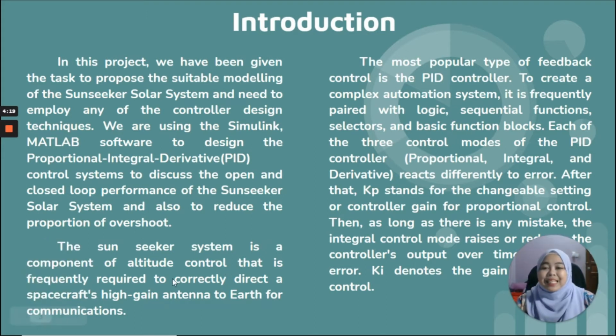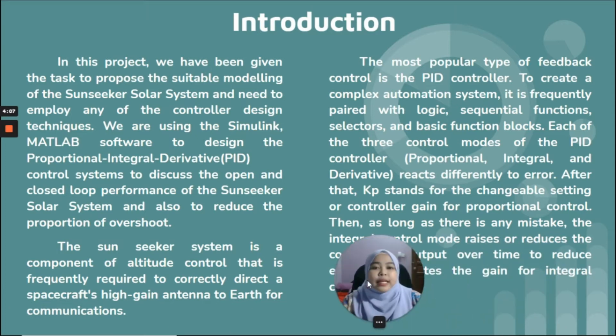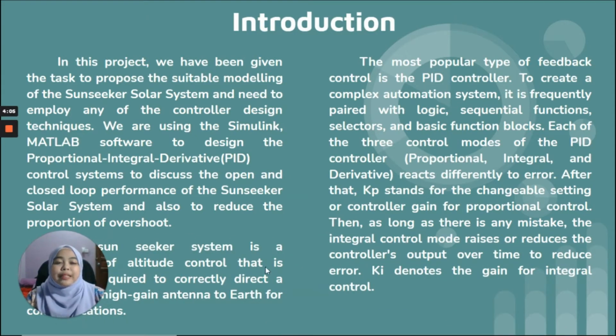The Sunseeker system is a component of attitude control that is frequently required to correctly direct a spacecraft high-gain antenna to Earth for communication. The most popular type of feedback control is the PID controller. To create a complex automation system, it is frequently paired with logic, sequential function selector, and basic function blocks.